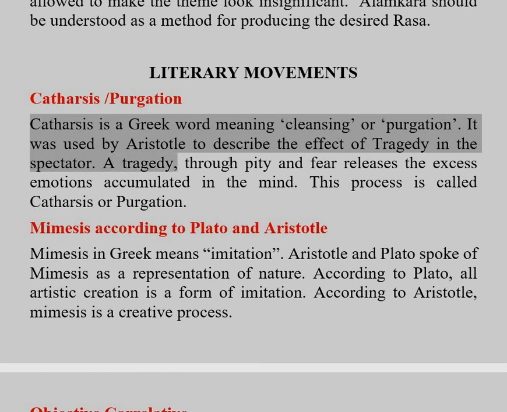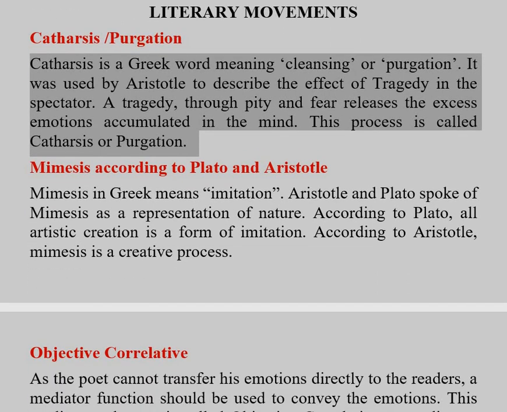A tragedy, through pity and fear, releases the excess emotions accumulated in the mind. This process is called catharsis or purgation. Actually, emotions which are not properly expressed will be accumulated in our mind. If it goes on accumulating in our mind, it will be unhealthy to our mind. So, when you watch a tragedy, such excess emotion stored within our heart, within our mind, will be flowing out. So, you will be relieved. This process in which the excess emotions are washed out of your mind is called catharsis or purgation.